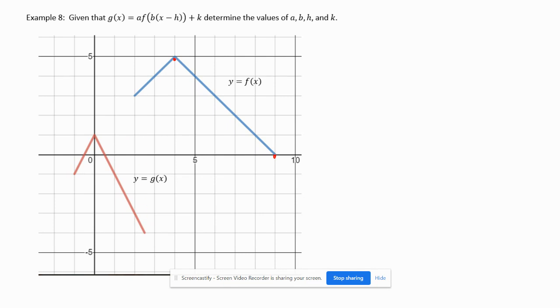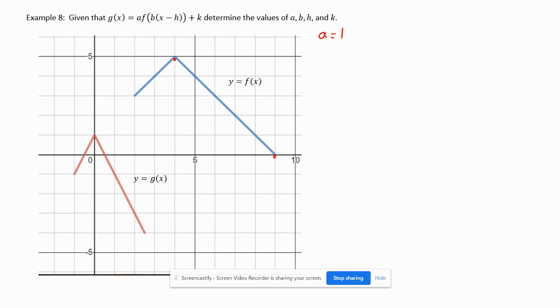So this is telling me that our a value is just 1. There's been no vertical stretch applied over here, so our a value can stay the same at 1. Let's look at the width of this function. This one originally goes from 2 to 9, so that's 7. Well, this one goes from negative 1 to 2.5, so this width over here is 3.5.